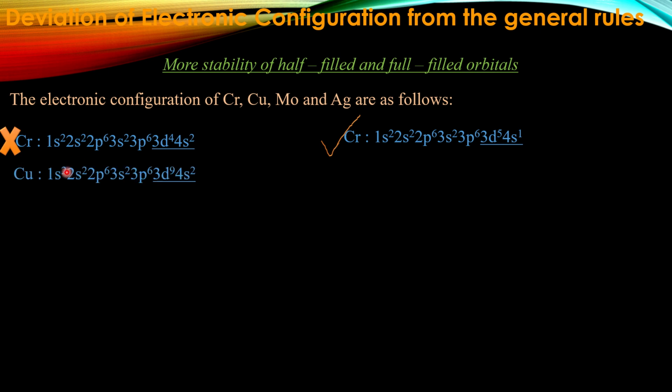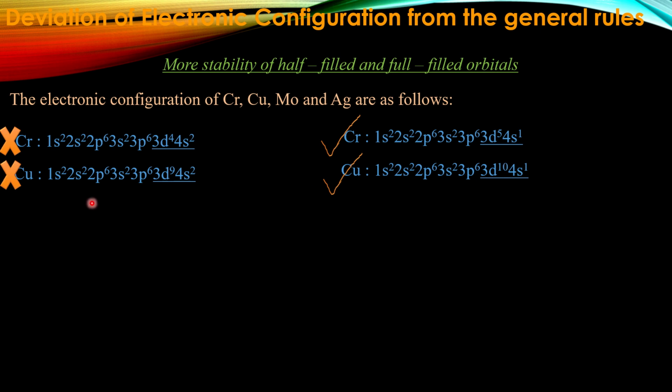Same for copper. The electronic configuration should be 1s2, 2s2, 2p6, 3s2, 3p6, 3d9, 4s2. But if the d orbital gets one electron from 4s orbital, then it will become fulfilled, and we know that degenerate orbitals, when they become fulfilled, will be more stable. So the correct electronic configuration is 1s2, 2s2, 2p6, 3s2, 3p6, 3d10, 4s1. It is the correct electronic configuration and the other is the wrong electronic configuration.